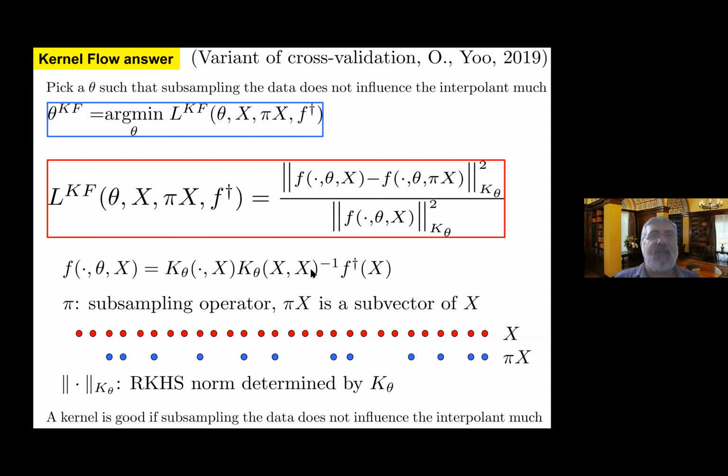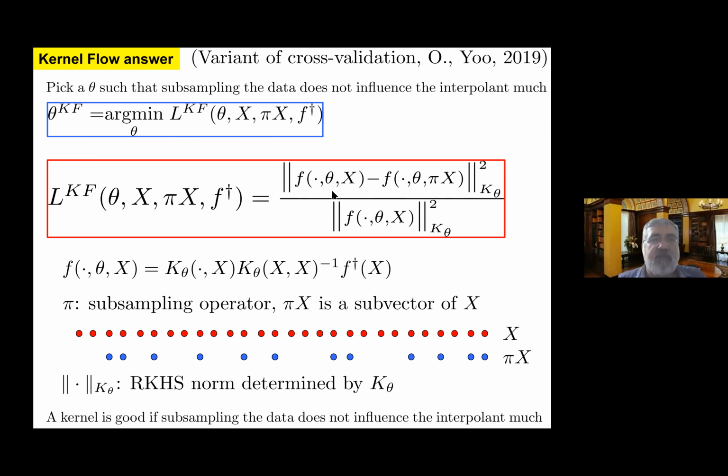The second answer, which we refer to as the kernel flow answer, is a variant of cross-validation. And the main idea is to pick a theta such that subsampling the data does not influence the interpolant much. So formally, the kernel flow estimate of theta is obtained by minimizing the following loss with respect to theta. This loss is defined as a relative error between two interpolants.